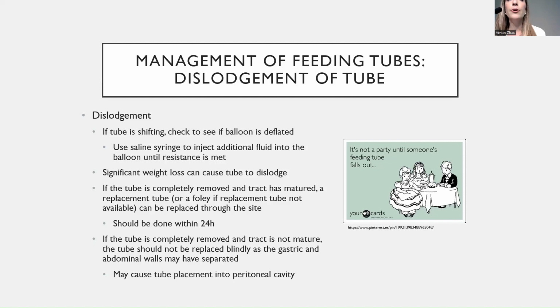If the tube is completely removed and the tract has matured, so usually after about 4 to 6 weeks, a replacement tube can be placed into that site. A lot of times doctors will actually use a Foley in that site to just hold it in place and keep the hole open. But if it's matured, it's not going to close nearly as quickly as if a patient just had their tube placed and then it fell out. So if a tube's completely removed and the tract is not mature, then the tube should not be replaced blindly, because the gastric and abdominal walls could have separated and it could cause the tube to be placed into the peritoneal cavity.